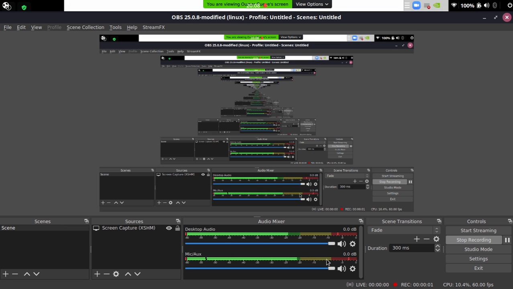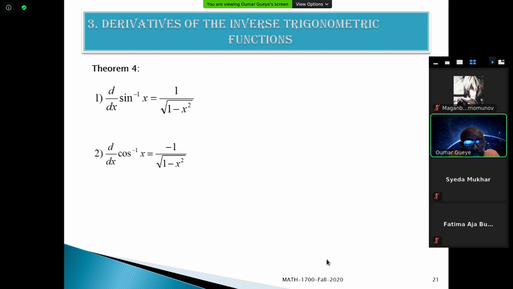x squared. And as I told you yesterday, I'll not prove the second one because it is similar to the first one. That's why I'll not prove it. And as I told you, when you want to prove this one, you follow the exact same steps as we did yesterday in order to get the derivative of cosine inverse.